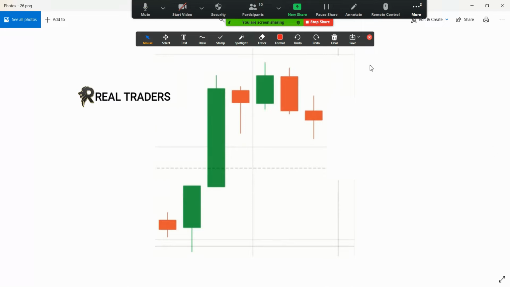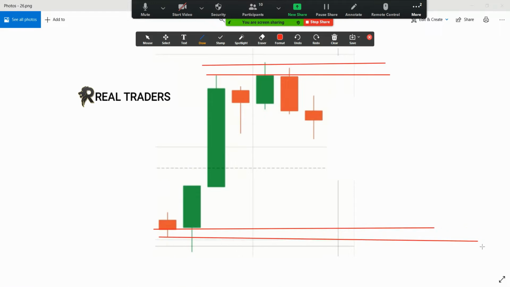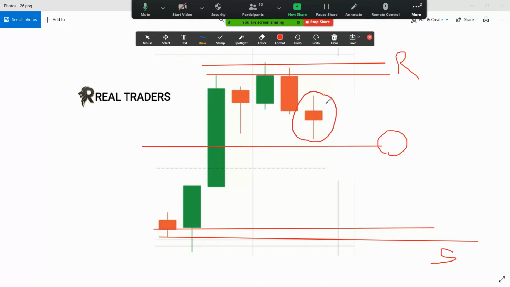So what about this? Let me draw the levels. We are seeing a resistance level here, and a support level here, and a round number here. You can see this one. So this is the resistance, this is our round number, and this is the support. At this level we are seeing a spinning top candle here. So what will you do here?